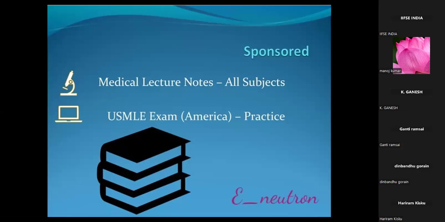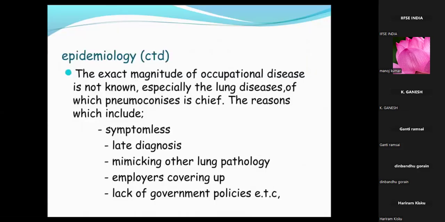So here, the exact magnitude of occupational disease is not known. The reason is that the data is not sent to the government. In any industry, the management asks the HSE person, the safety person, to suppress certain facts and he is bound to do so, and some of the data is not released to the public. So the exact number of people with occupational disease cannot be estimated, especially lung disease, of which pneumoconiosis is the chief.